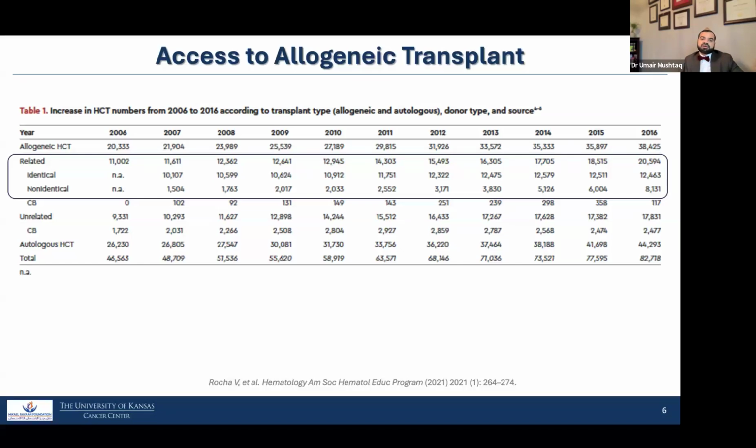Now, access to allogeneic transplant in the United States. I'm not going to go into the details of this graph. It is from 2006 to 2016, a little older, but in those 10 years it shows the growth of allogeneic transplantation from 20,000 procedures to around 40,000 procedures. As you can see, most of the growth has been in haploidentical transplants, from about 1,500 to 8,000, and unrelated donor transplants, from 9,000 to 17,000. The number of related matched sibling donor transplants has been pretty stable. So most of the growth is driven by more use of haploidentical donors.